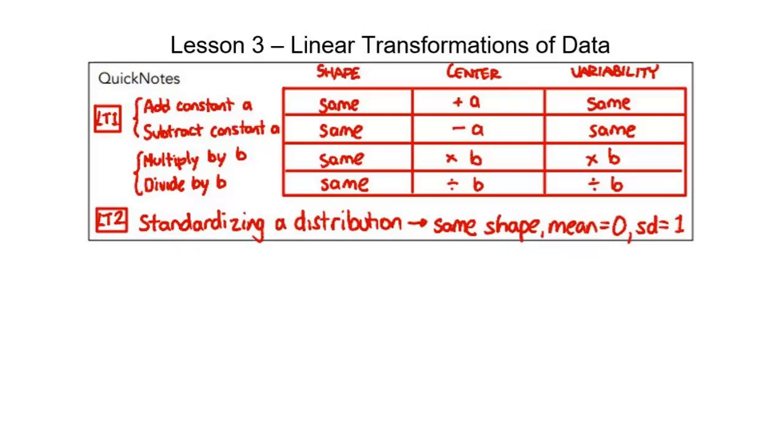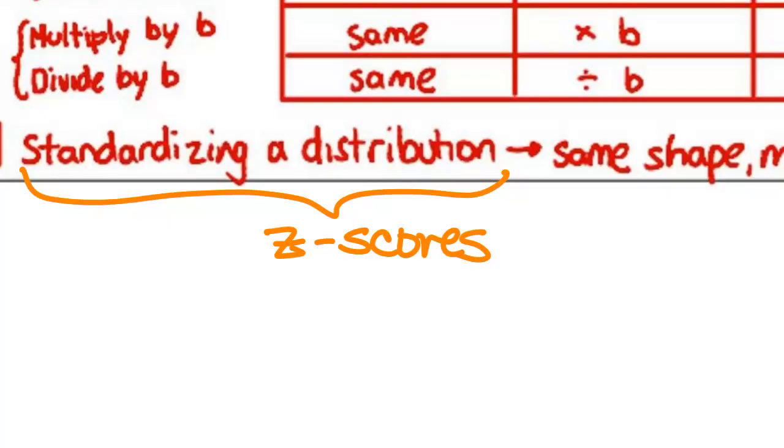Second big idea was when I standardize a distribution. So z-scores. Shape stays the same. The mean always goes to be a 0. The standard deviation always shifts to be 1.